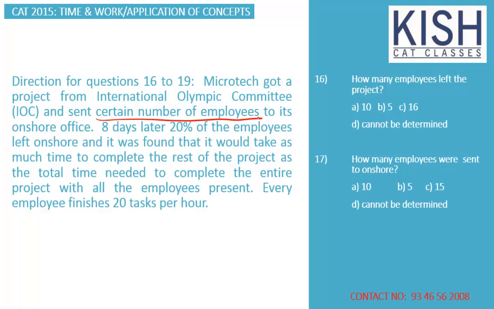8 days later, 20% of the employees left onshore, and it was found that it would take as much time to complete the rest of the project as the total time needed to complete the entire project with all the employees present. Every employee finishes 20 tasks per hour. So one more piece of information, 20 tasks per hour. Since the efficiency of every person per hour is the same, we can neglect it. If the efficiency is going to be different, then we need to consider it. If the efficiency is the same, then that is a negligible variable.